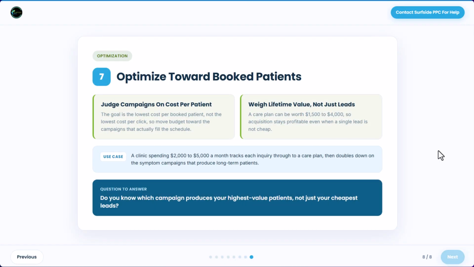So last but not least is optimize towards your booked patients. If you're able to bring in the data offline of, okay, this is how many patients we got in this month, and they came from here. And now we have our CRM tying back into Google Ads, and using that data, we're able to optimize towards not only phone calls and not only booked appointments, but also patients who came in that actively spent money in our practice.